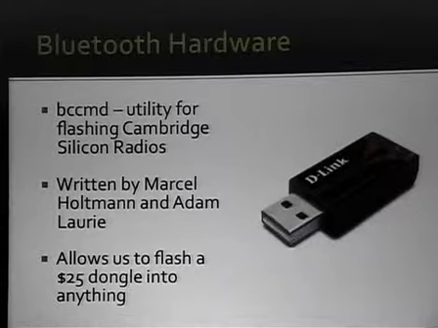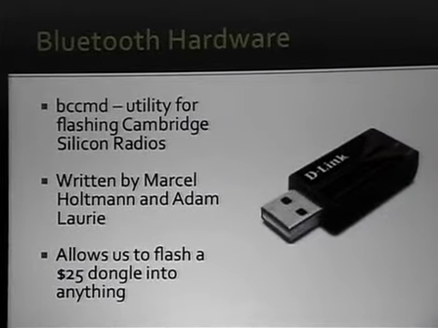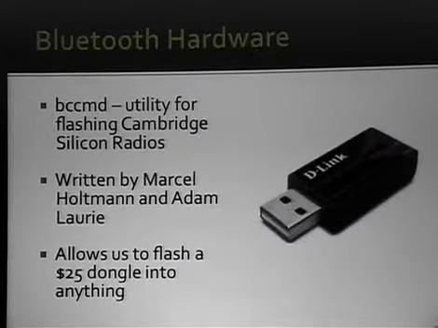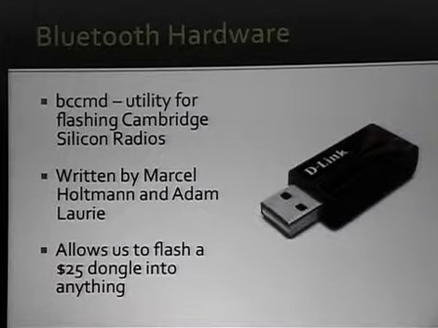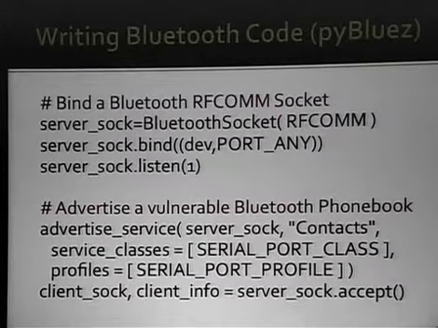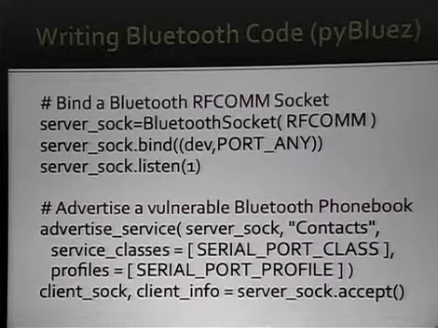The DBT120 Bluetooth dongle is the dongle of choice. You can flash it with BCCMD, and it will flash most of the Cambridge Silicon radios. The tool is written by Marcel Holtmann and Adam Laurie. We can turn a Bluetooth radio into anything. We can turn it into a mobile phone. We can turn it into a netbook. Writing Bluetooth code with PyBluez is so simple. And so I just wanted to flash it up there real quick.